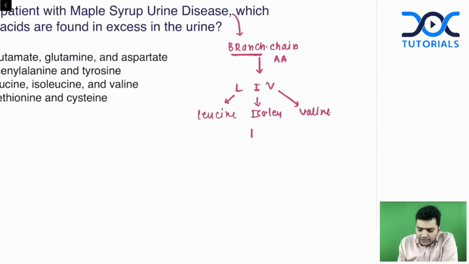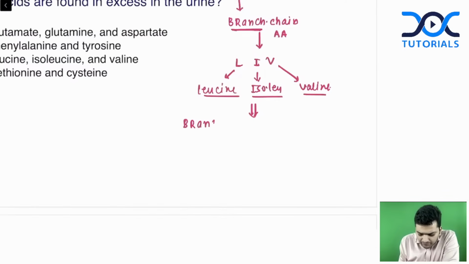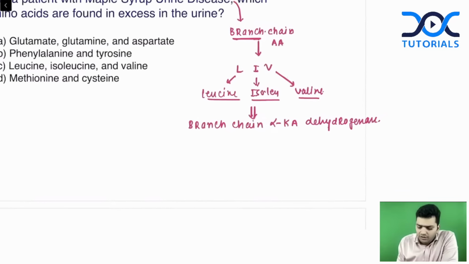Now, to metabolize leucine, isoleucine, and valine, we have one common enzyme, and that is called branched chain alpha keto acid dehydrogenase. And then ultimately they are going to make their metabolites. Leucine, because it's a ketogenic amino acid, is going to make the ketone body. Whereas isoleucine and valine are glucogenic, so they can be converted into glucose ultimately.